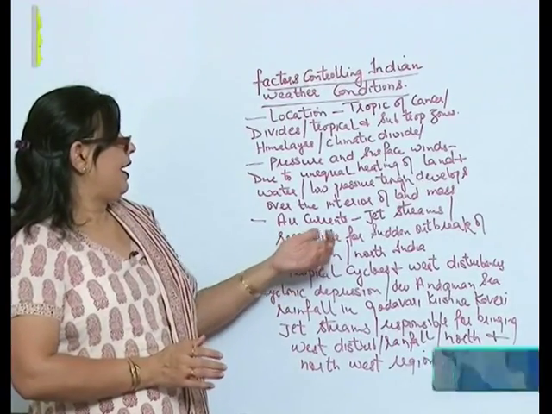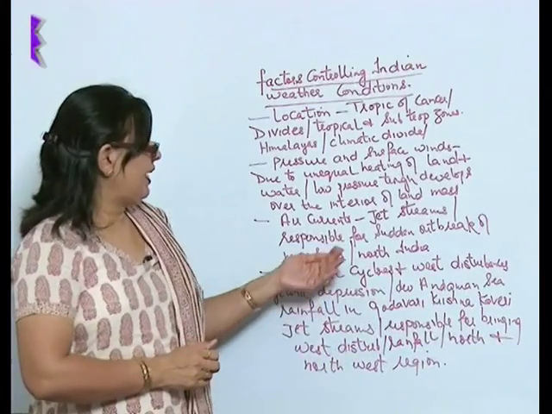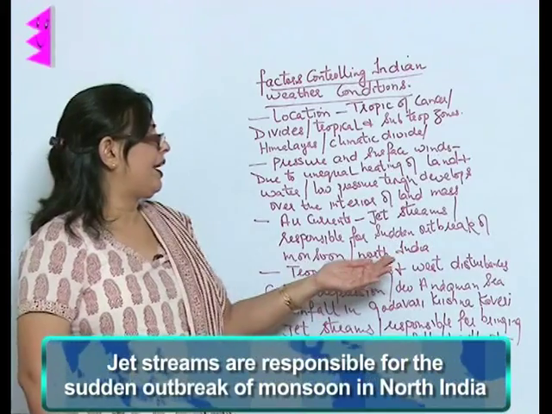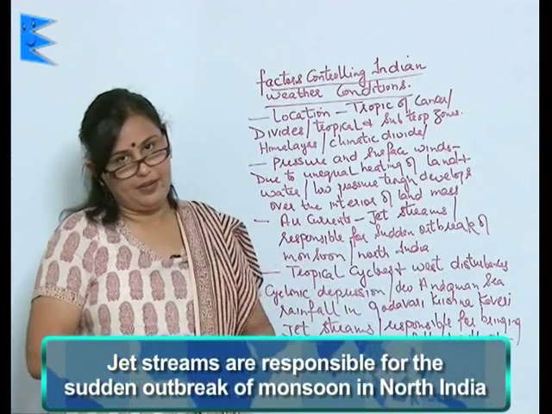Next is the air currents, or the jet streams as we call them. The jet streams are responsible for the sudden outbreak of the monsoon in North India.